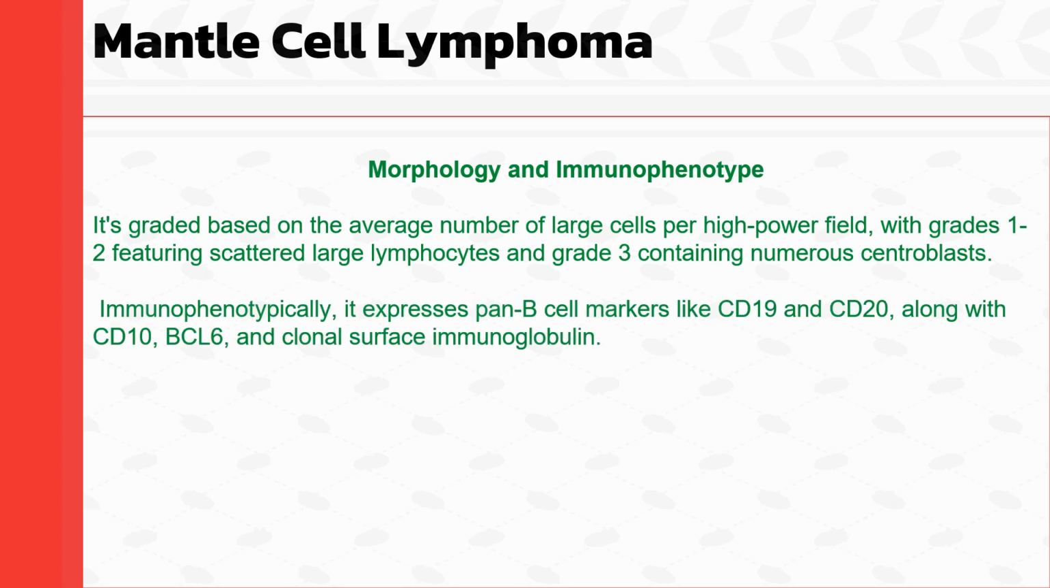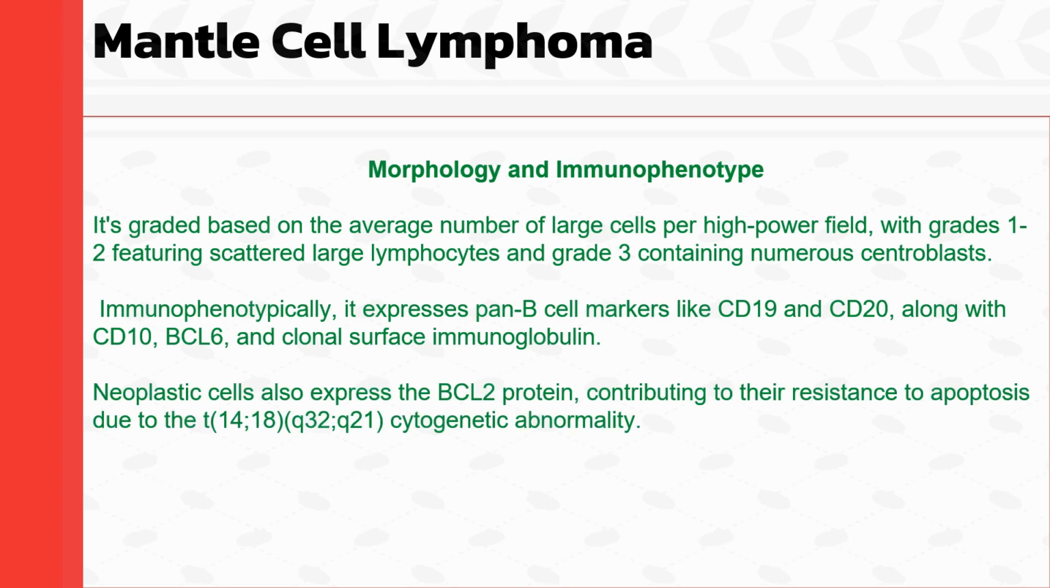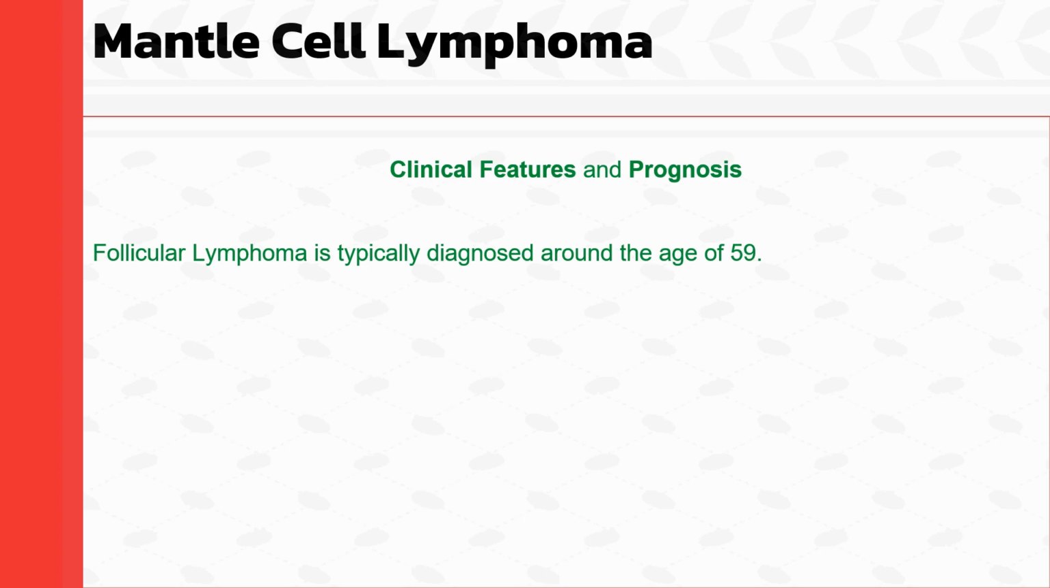Immunophenotypically, it expresses pan-B cell markers like CD19 and CD20, along with CD10, BCL6, and clonal surface immunoglobulin. Neoplastic cells also express the BCL2 protein, contributing to their resistance to apoptosis due to the t(14;18)(q32;q21) cytogenetic abnormality. Follicular lymphoma is typically diagnosed around the age of 59.